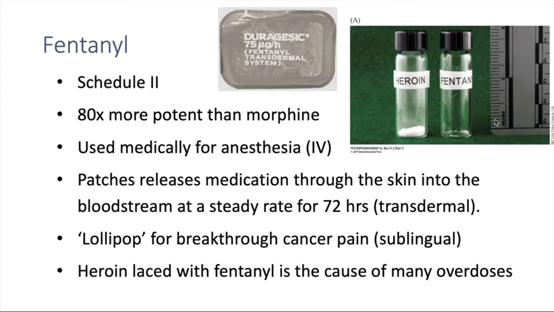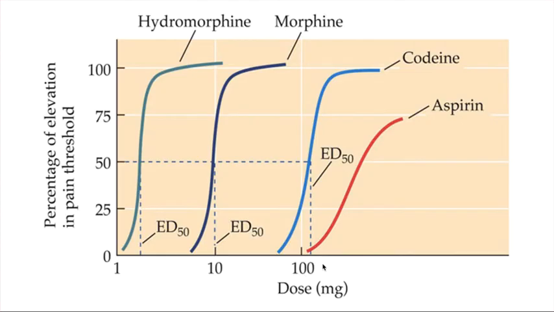So this is a representation of the lethal amount of heroin versus the lethal amount of fentanyl. As you can see, it would be much easier to overdose on fentanyl than on heroin. Heroin laced with fentanyl is a large cause of many of the heroin overdoses that we see.